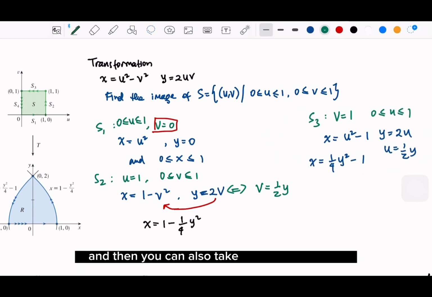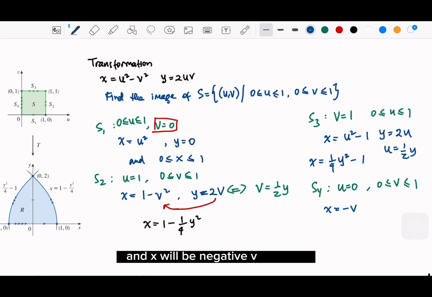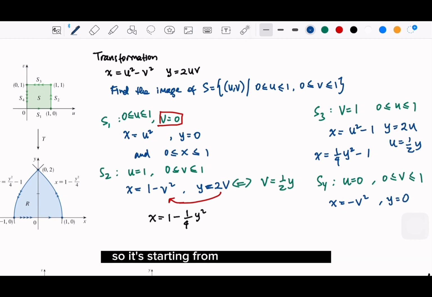And then we can also take the last one as S4. This is the constant for U, 0. And then we move V between 0 and 1, right? And then X will be negative V squared. And Y is 0. Okay, and then we see that if we plug in 1 here, this will be negative 1, and if we plug in 0, it will be 0. So it's starting from negative 1 to 0.